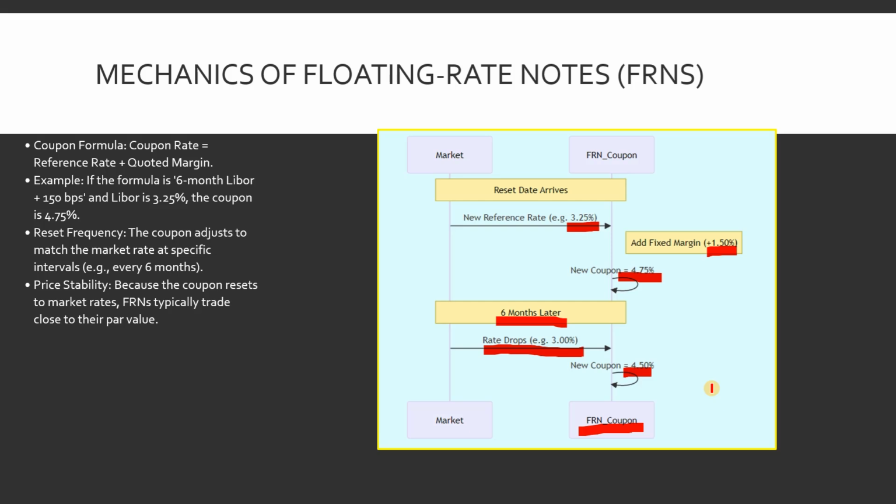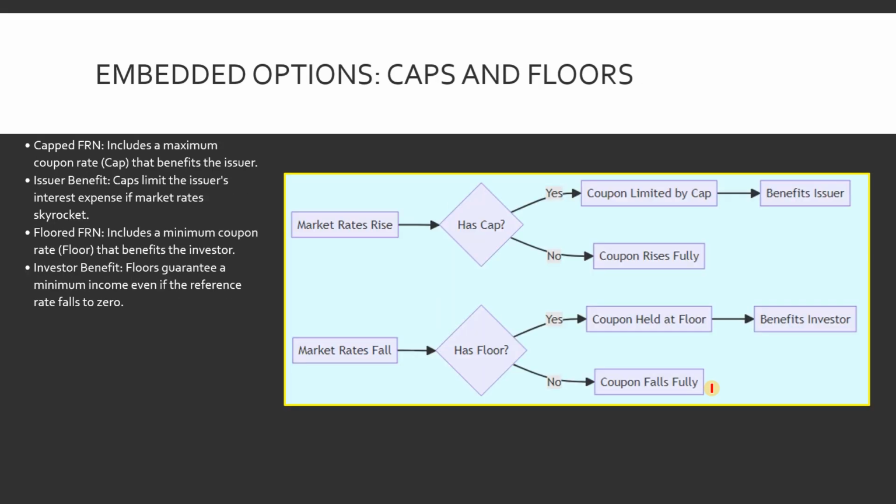Now let's move to the embedded options, caps and floors, which are very critical to understand. Sometimes floaters have a limit called a cap or a floor. A capped FRN places a ceiling on the coupon. If market rates soar, the coupon stops rising at the cap level. This allows the issuer to limit their interest expense, but it hurts the investor, who misses out on higher income. Conversely, a floored FRN sets a minimum. If market rates crash, the coupon will not fall below this level. This protects the investor's income.